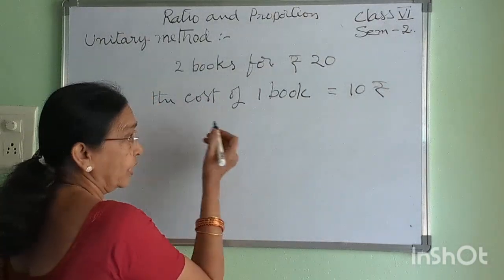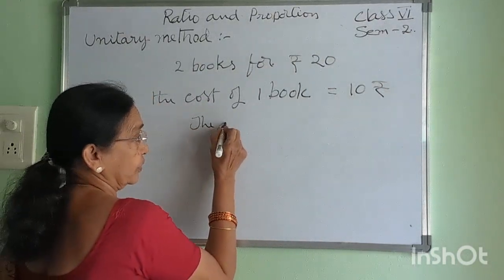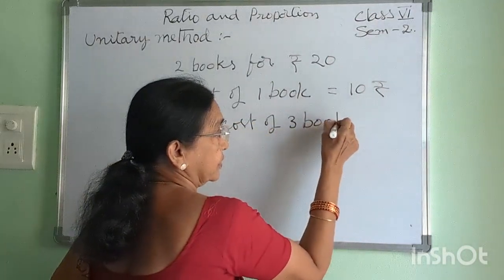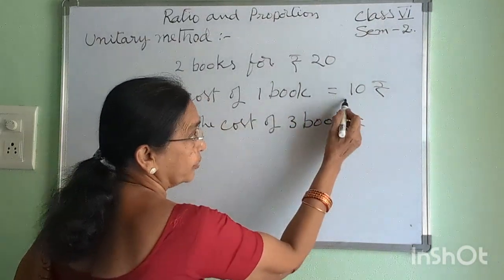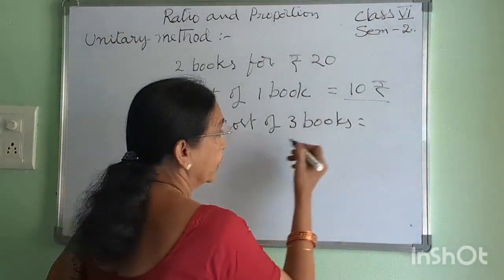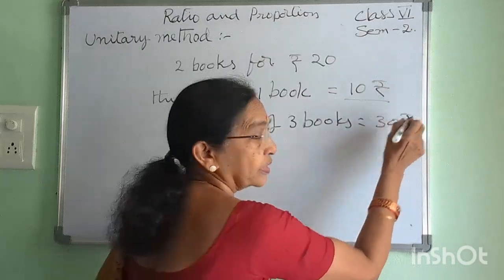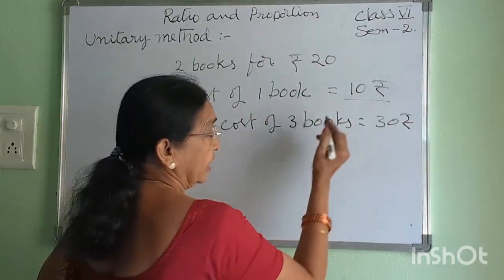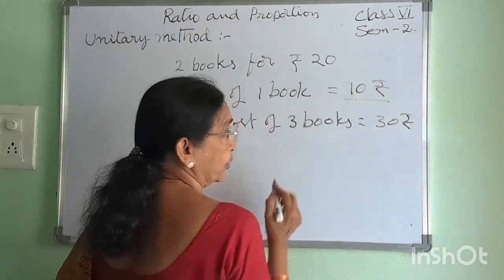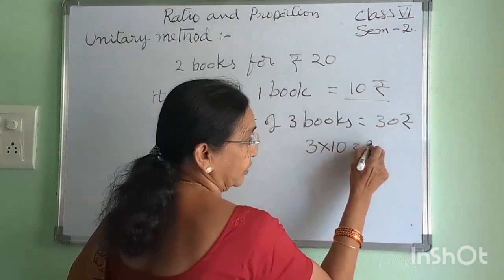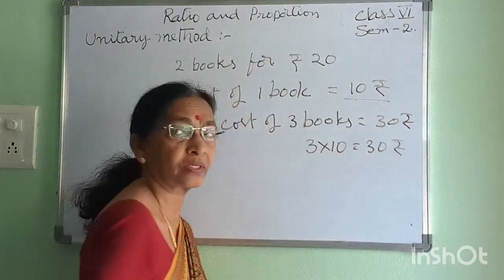Suppose we want the cost of three books. The cost of one book is equal to 10 rupees, so we can say easily that the cost of three books is 30 rupees. How did we say it? The cost of one book is 10 rupees. Therefore, the cost of three books is 3 into 10, that is equal to 30 rupees.